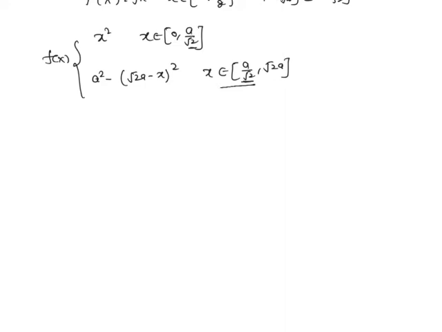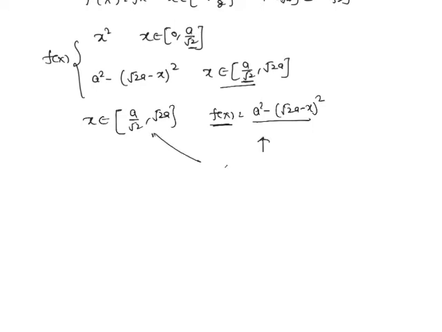Similarly, if I take x belongs to the closed interval a by root 2 to root 2a, f(x) equals a square minus (root 2a minus x) whole square. We can see f(x) equals a square minus bracket root 2a minus x whole square is increasing in the interval x belongs to a by root 2 to root 2a. So the f(x) range will come: at the minimum value at a by root 2 we will get the minimum, that is a square by 2. And the maximum value we will get at root 2a. If you put root 2a, you will get a square. So that is the range of f(x).